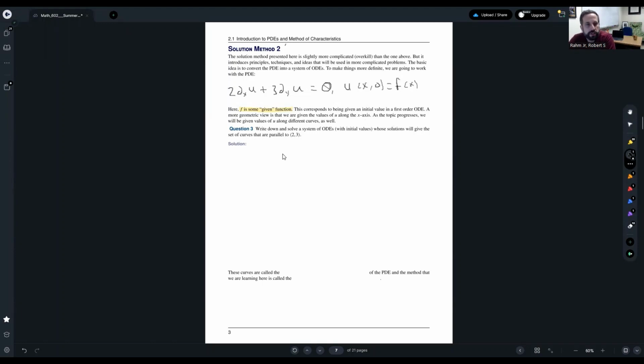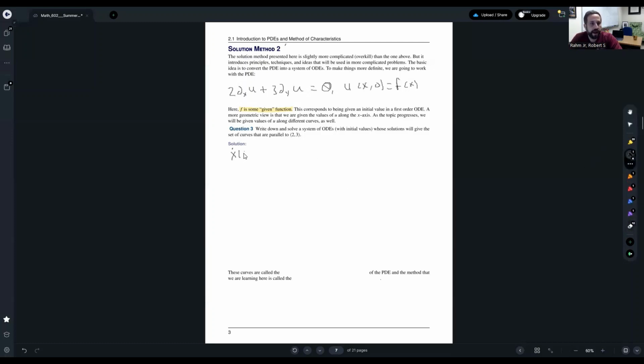Okay, so we saw in the previous video that the curves that are parallel to (2, 3) are kind of important to this. So the first step is I want to find all of the curves that are parallel to (2, 3). And so I'm going to write down a system of differential equations whose solution will give me the curves that are parallel to the vector (2, 3). Okay, so if the curve is parallel to the vector (2, 3), this means that the derivative x dot of t, the derivative of x with respect to, sorry, I'm not going to use t as my parameter, I'm going to use s.